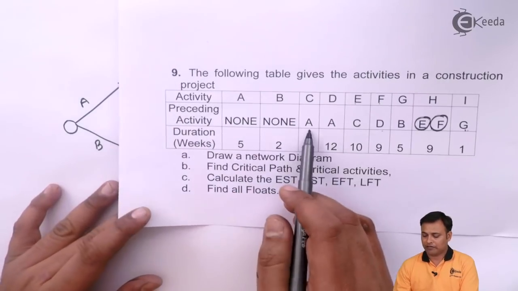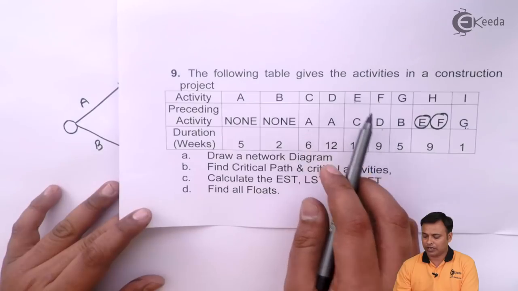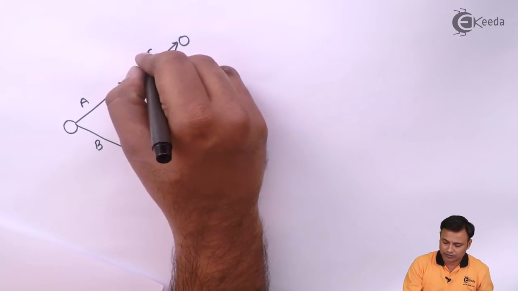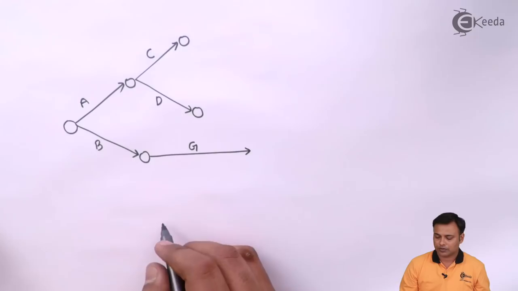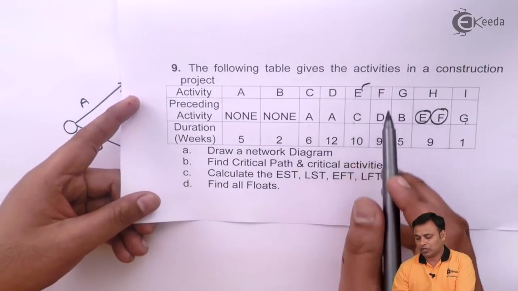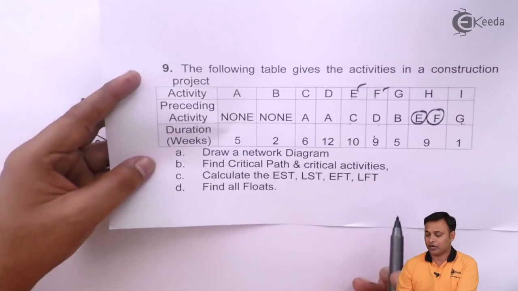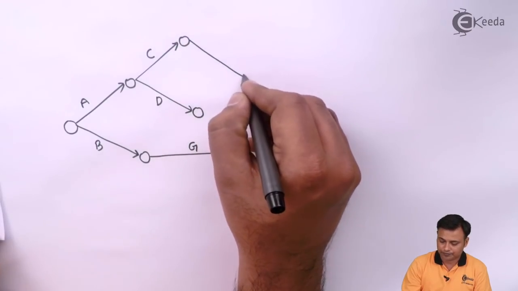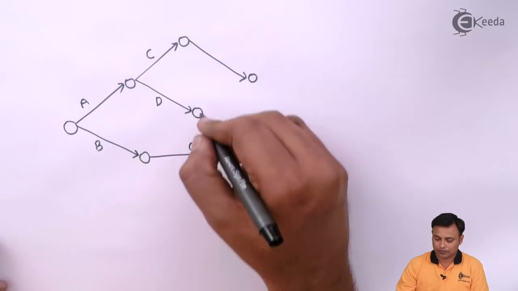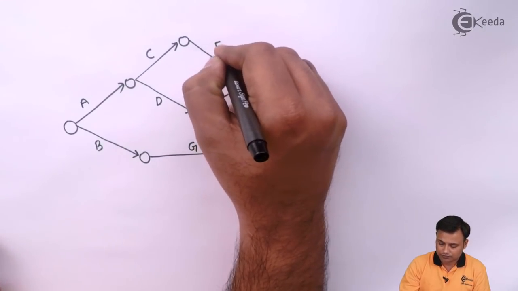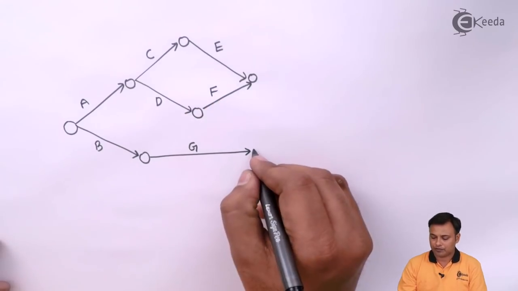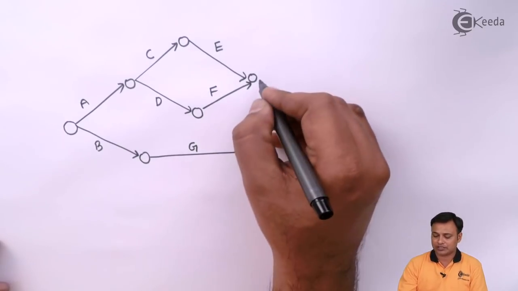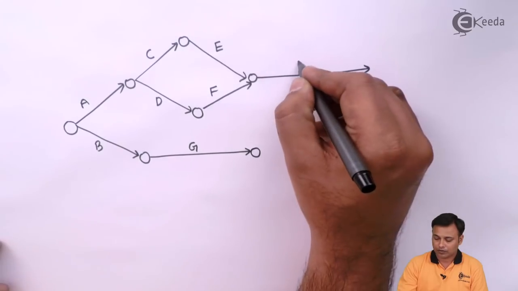So after A we had C and D, after C we have E, and after D we have F, and they both are required to be joined. So I'll put down a C here and a D here. After C I have got E, after D I have got F, and I need to join E and F. So from C will come E, from D will come F, and then after joining E and F I have got the final activity, that is H.